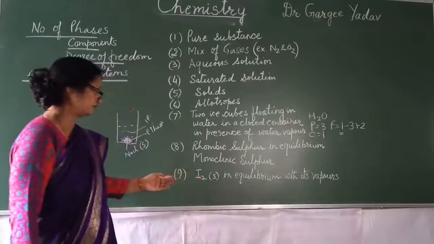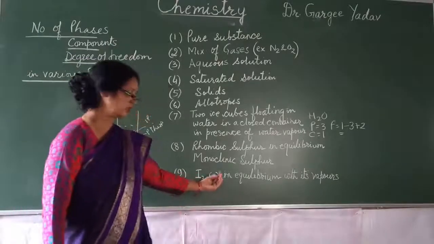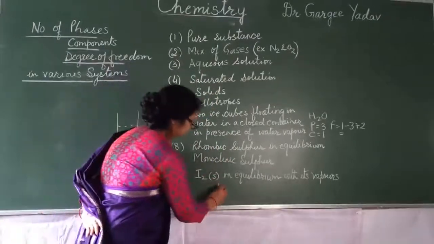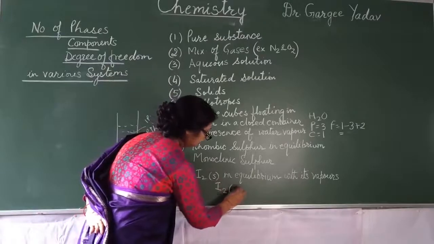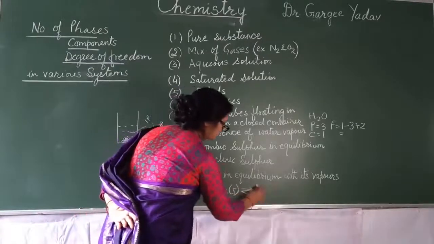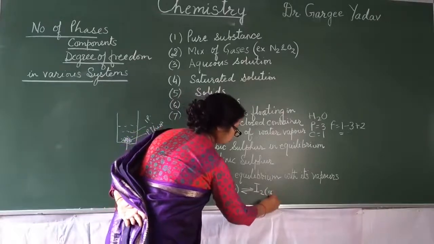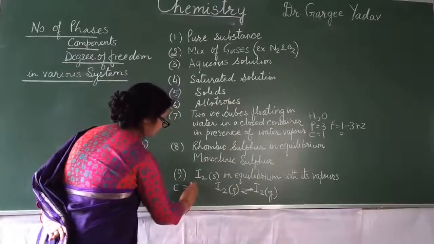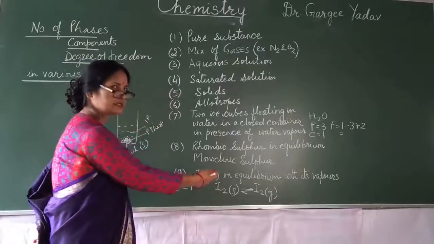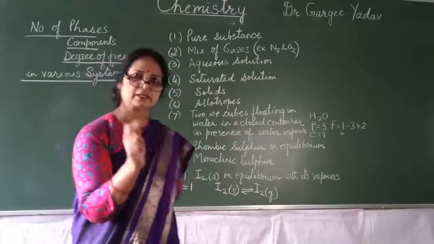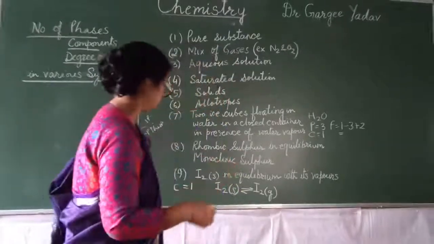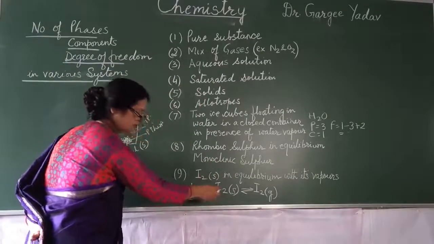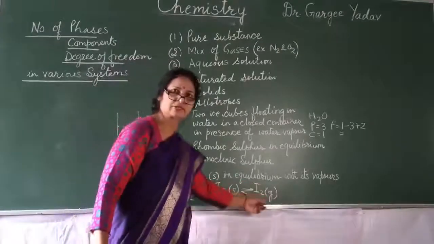Now let's take this example. Iodine as I2 is in equilibrium with its vapors. So when iodine is in equilibrium with its vapors, it will constitute 2 phases. One is the solid phase and another is the gaseous phase. So it will again be a one component system, since both the phases in this system can be represented by a single chemical entity, and that is iodine. And the number of phases will be 2. One is the solid phase and another one is the gaseous phase.